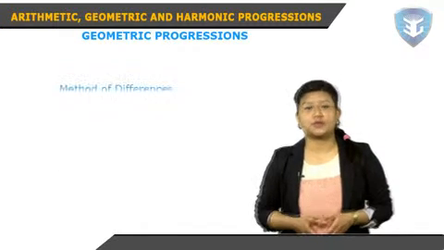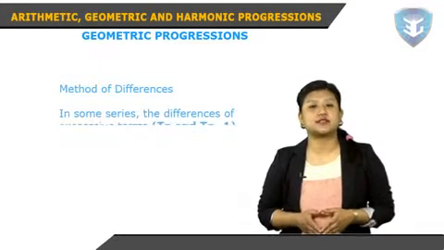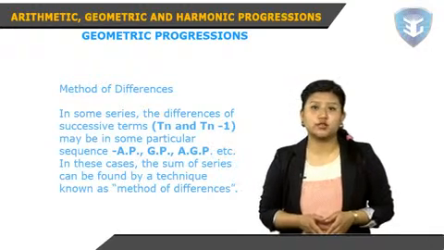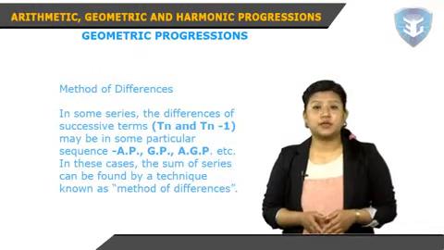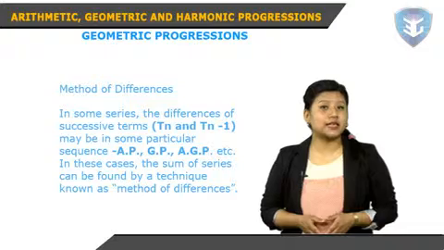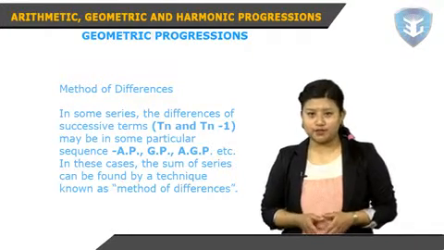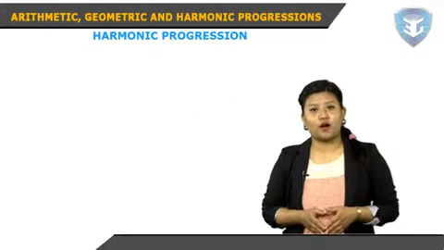Method of differences. In some series, the differences of successive terms tn and tn minus 1 may be in some particular sequence such as AP, GP, AGP, etc. In these cases, the sum of series can be found by a technique known as the method of differences. Let's know the meaning of harmonic progression.